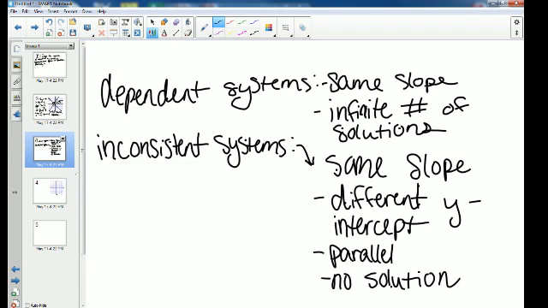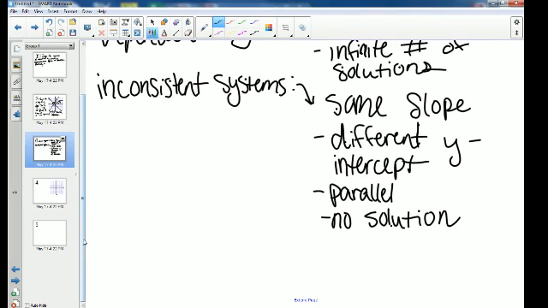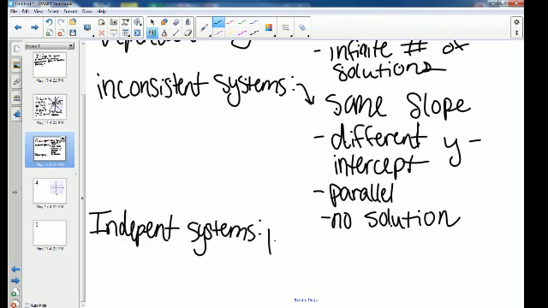Independent systems will be like the first example I just went over. Independent systems are when the lines intersect, so both graphs from the system intersect, and there is only one solution.